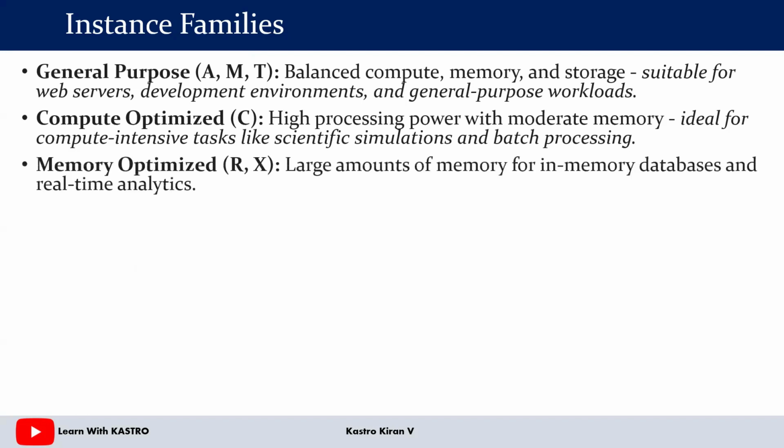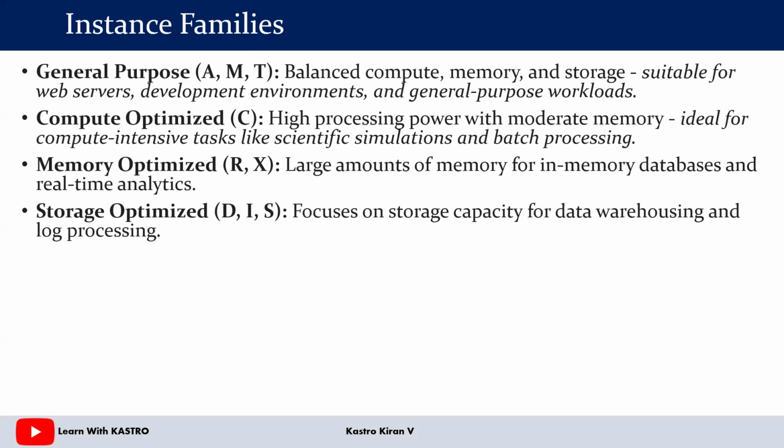And the next one is known as memory optimized instances. Memory optimized instances have a large amount of capacity with respect to memory. These are basically categorized as R and X. Whenever you see an instance that starts with R or X, they all belong to the memory optimized instance family. And the next type of family is storage optimized.